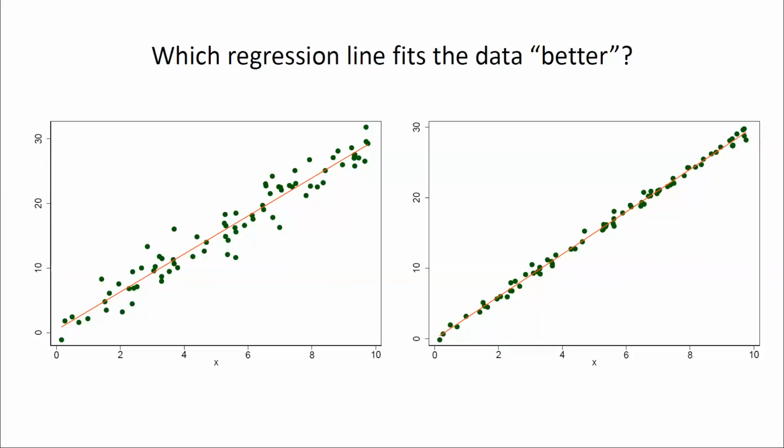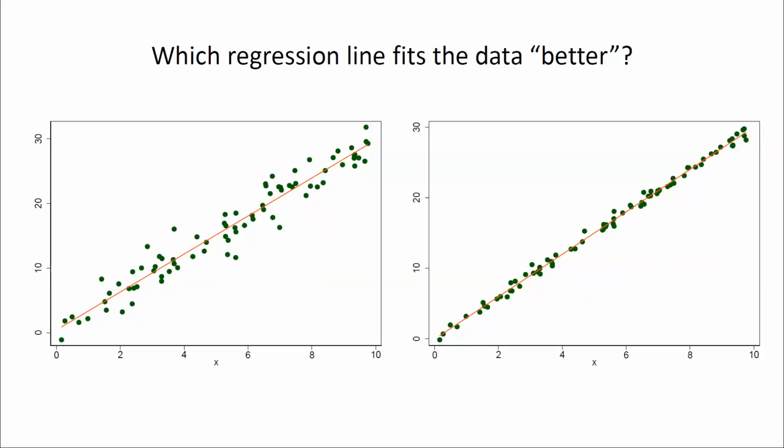Today we will be talking about R-squared. R-squared is a one-number summary of how well a line fits to the data. To motivate that, let's look at these two graphs and ask ourselves the question, which line fits the data better?